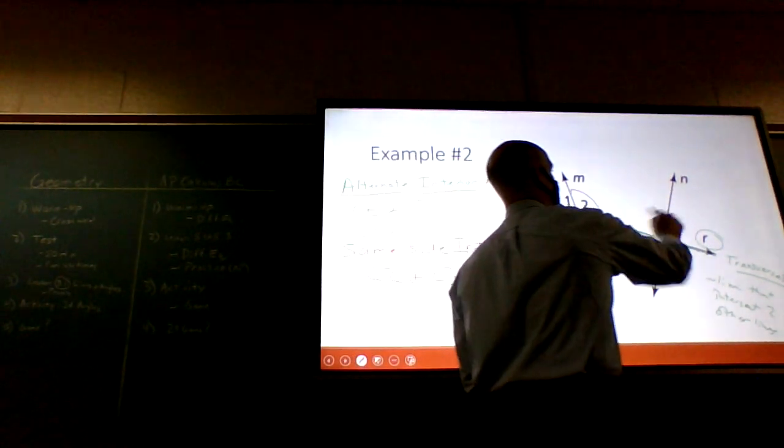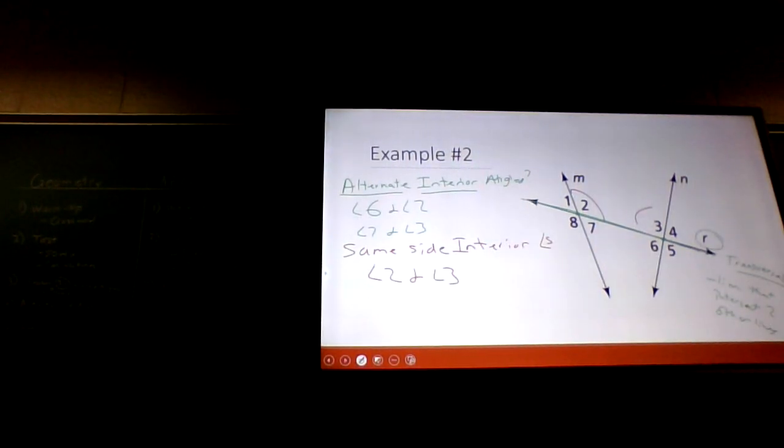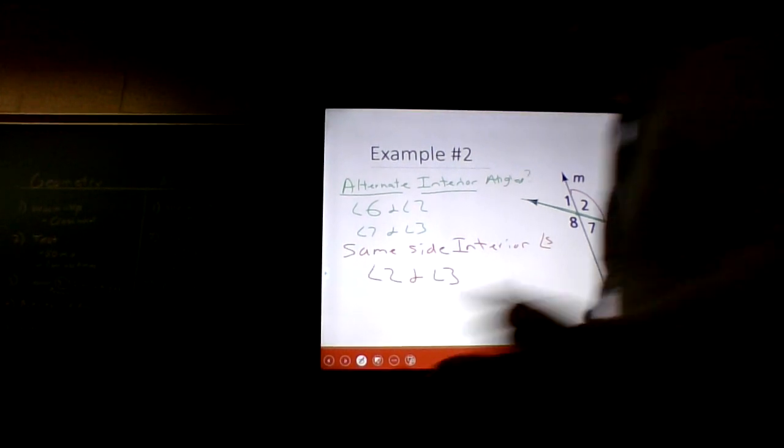Hey guys, look at angles 2 and 3. Would you agree that they are on the same side of the transversal? Would you agree they're interior again? That's same side interior. It kind of makes sense, doesn't it? Can someone give me another example of same side interior angles? Sean? 7 and 6. Was that hard? Not hard.